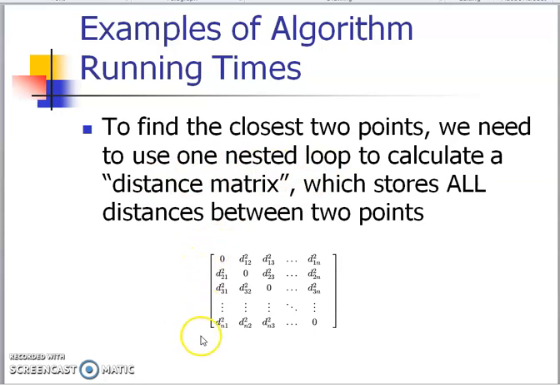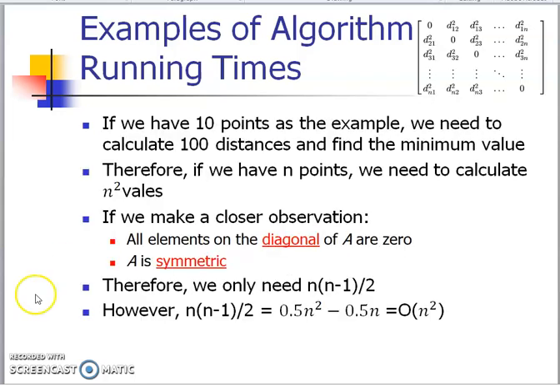So we have one loop go through all the items from 0 to 9 points, and then you need to have another loop nested in that one to form a distance matrix, which means that you need to calculate all distances among all the points. So think about this. Since we have 10 points, the distance matrix would be a 10 by 10 matrix. That means you have 100 distances that you need to calculate.